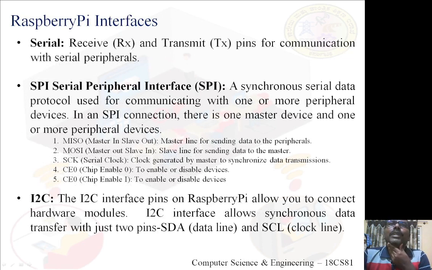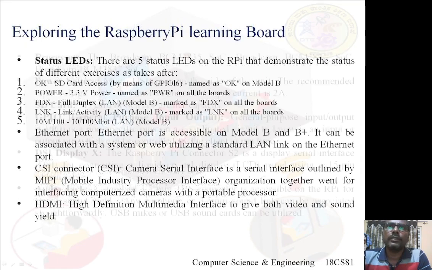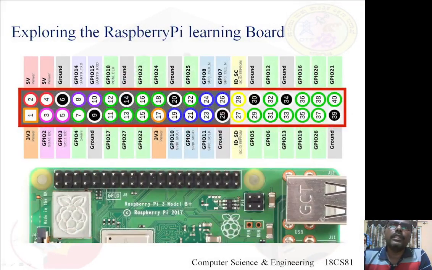Next, Raspberry Pi interfaces. Serial interface. See, I said two pins, one pin for receive and the other pin for transmit for communication. Let me show you back in this pic. See here, the pin labeled GPIO 14 is for transmit. GPIO 15 is for receive purpose in case of serial communication.